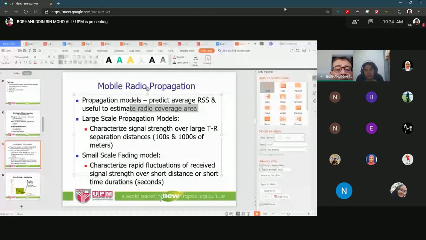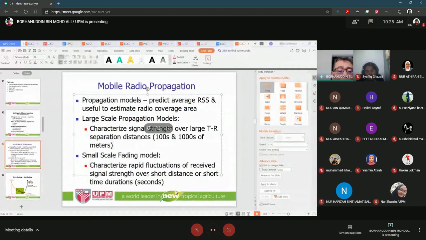So dia ada dua type, large scale propagation model, maknanya dia punya behavior bertukar apa over a larger distance, characterize signal strength over larger TR, transmitter to receiver separations, hundreds and thousands of meters lah, bukan kilometers. So the signal doesn't change so fast, they change over this amount of distance.